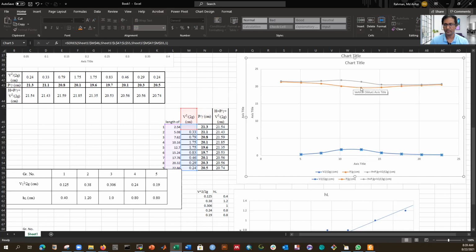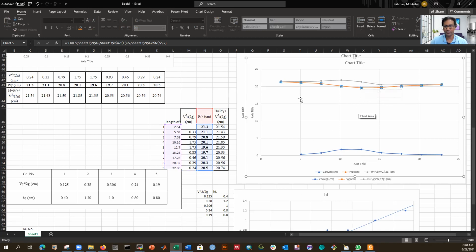And what is this one? This should be pressure head, P by gamma, right? We saw that from the experiment. This was expected, P by gamma. So when the section is narrow, velocity is higher, however, the pressure is lower, pressure head is lower.